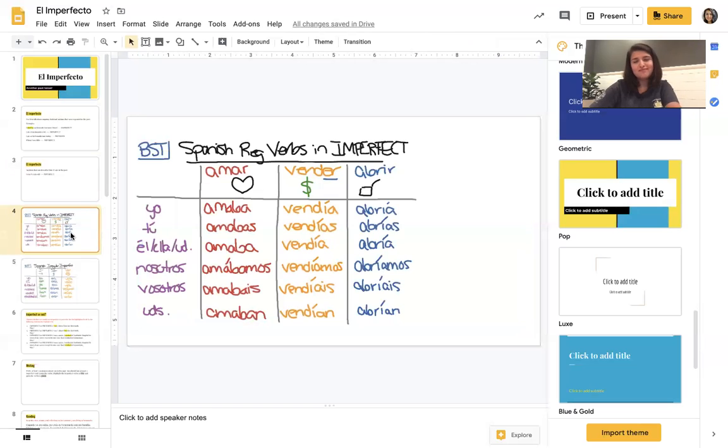Okay, so here's your charts. And I am not going to go over all of this. I do not expect you to memorize this right now, but I do want you to know it and to have it for future reference. So here is your AR, ER, and IR. Amar means to love. Vender means to sell. Abrir, like abre la puerta, open. And these are all of your endings: aba, abas, aba, abamos, we don't use that one as much, abais, and aban. So those are your endings.